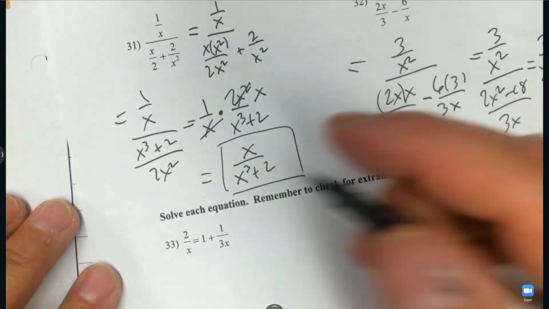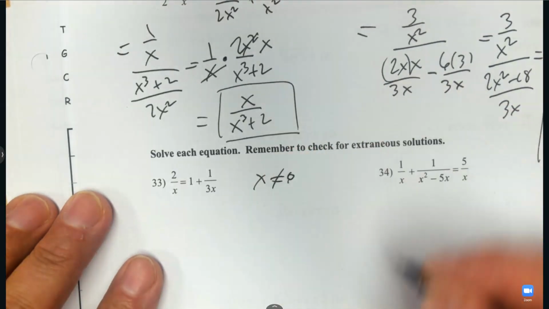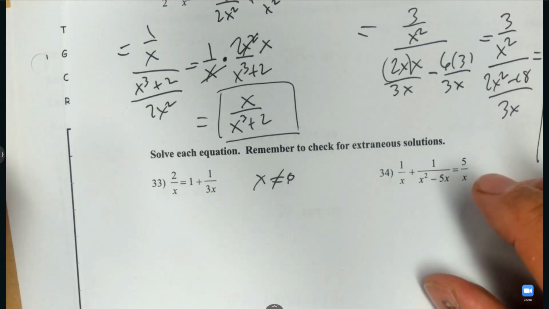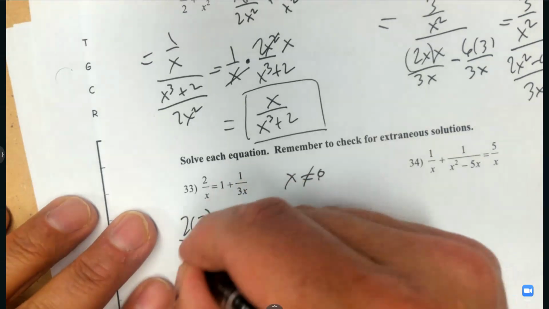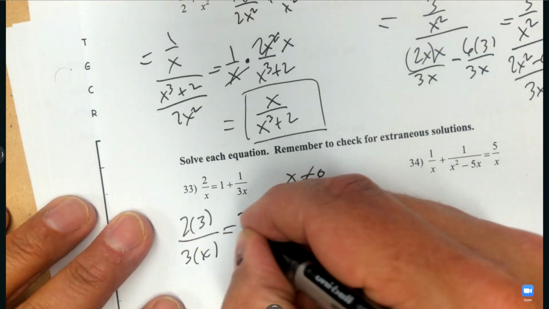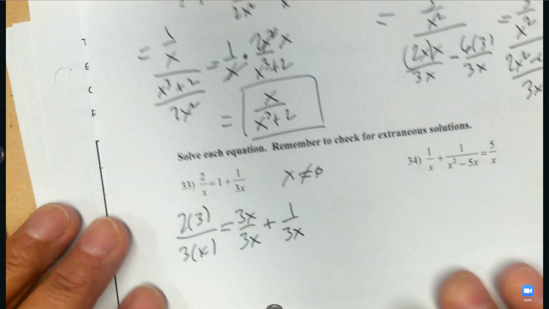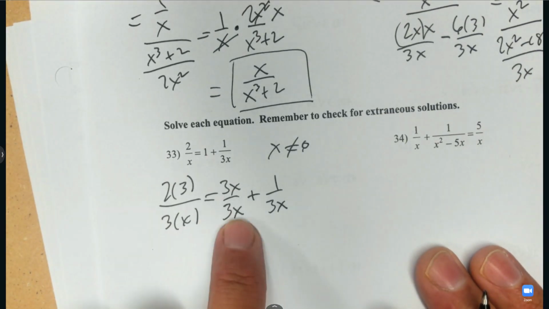All right, we're going to solve these equations. First thing I'm going to do is what can x not equal? So x cannot equal 0, or that would make it undefined. And now I'm going to make the denominators the same. So the first fraction I'm going to multiply by 3. The second one times 3x, top and bottom. And then the last one's perfect. It's already 3x. So now all the denominators are the same.